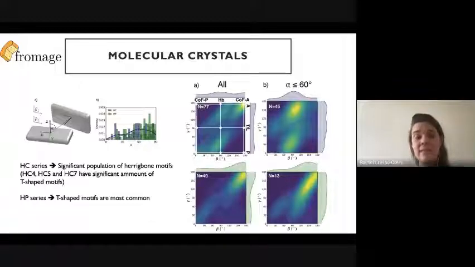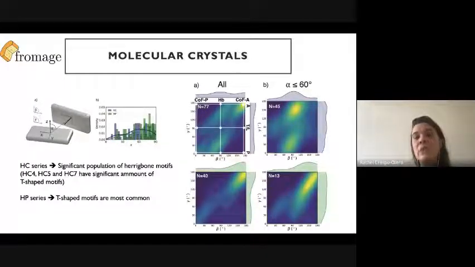So we did analyze the crystal structures of the systems, and we tried to characterize the different kinds of motifs that you can find in this kind of system. And you can see that if we compare the different systems, essentially you will find that for the HP series the T-shaped motifs are extremely common, and you can find also the cases where you have a very low phosphorescence. So there is not something that you can really directly correlate between the three-dimensional structure of the materials and their photochemical behavior.